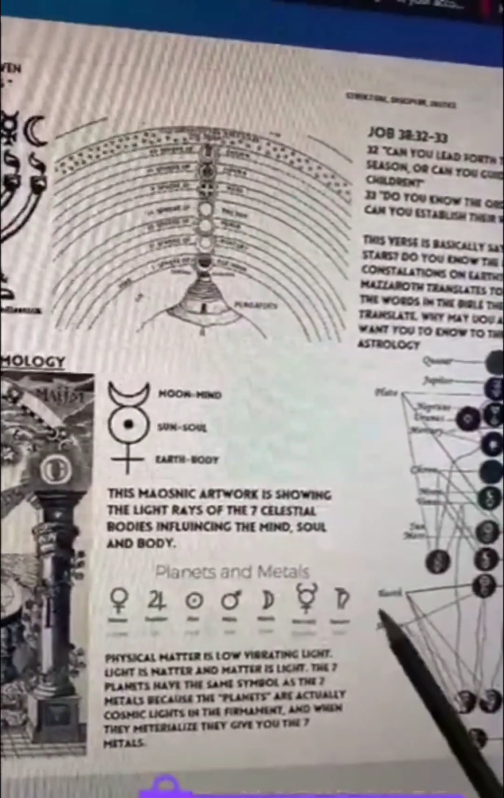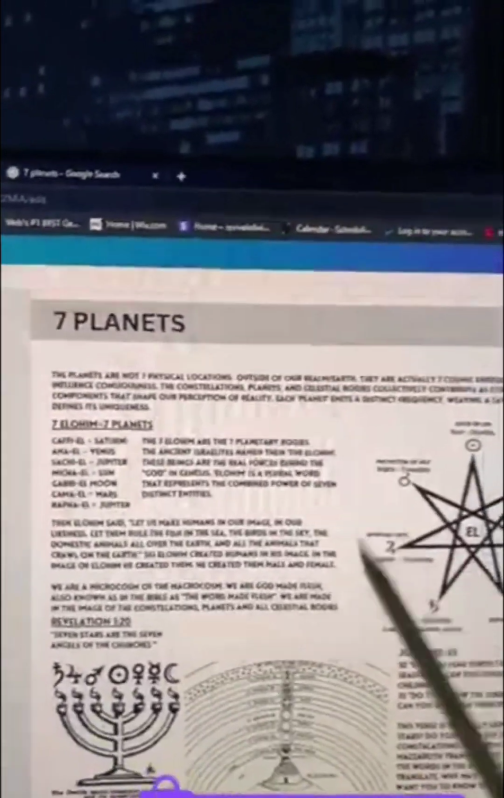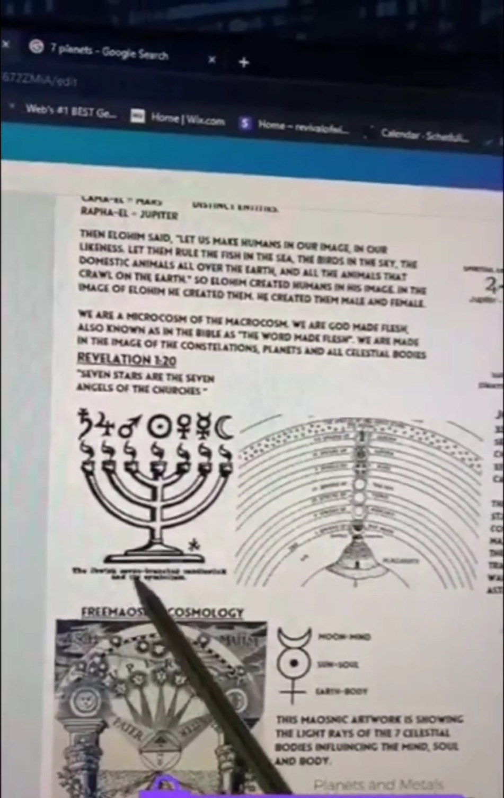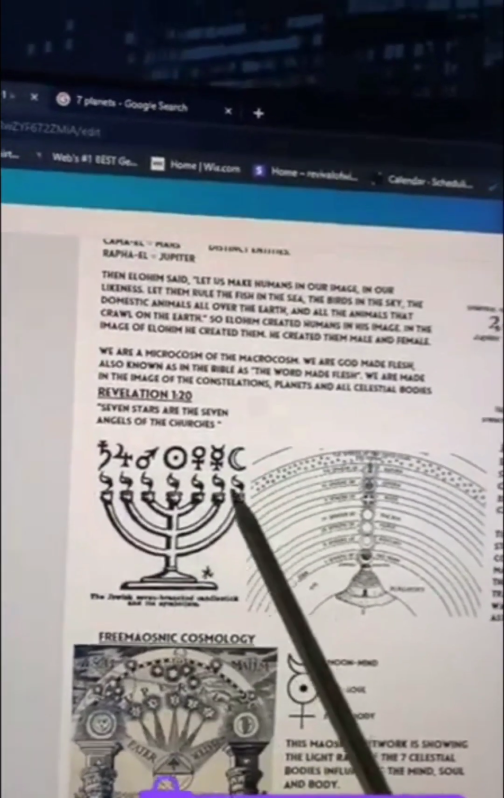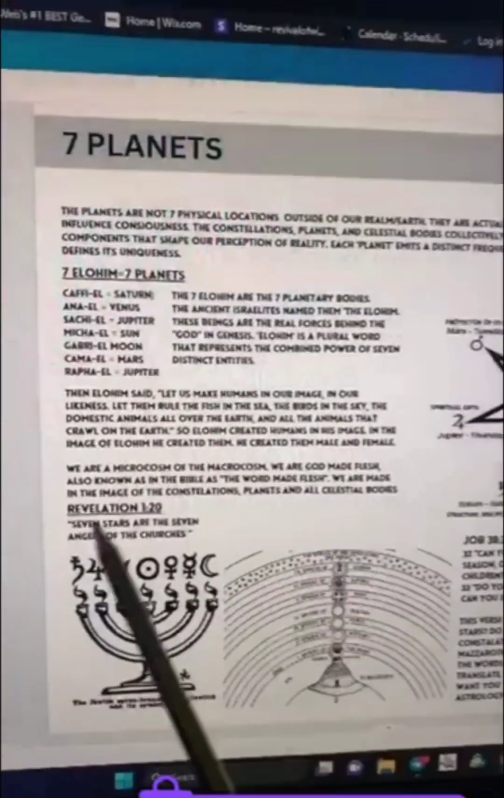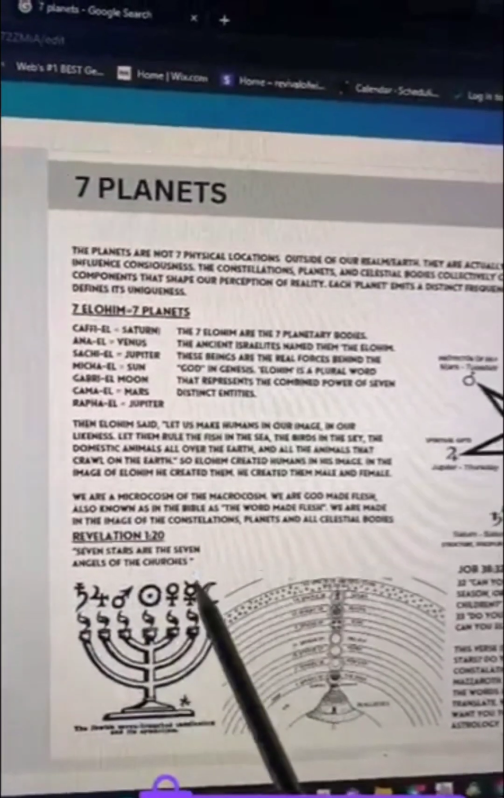This is why they have the same symbol. They are actually 7 cosmic energetic bodies which influence our consciousness directly. All religions can trace back to the worship of the stars and the planets. The Jewish 7-branched candlestick are the 7 planets. The 7 archangels in the book of Enoch are the 7 planets. Revelation 1:12, the 7 stars are the 7 angels of the churches.